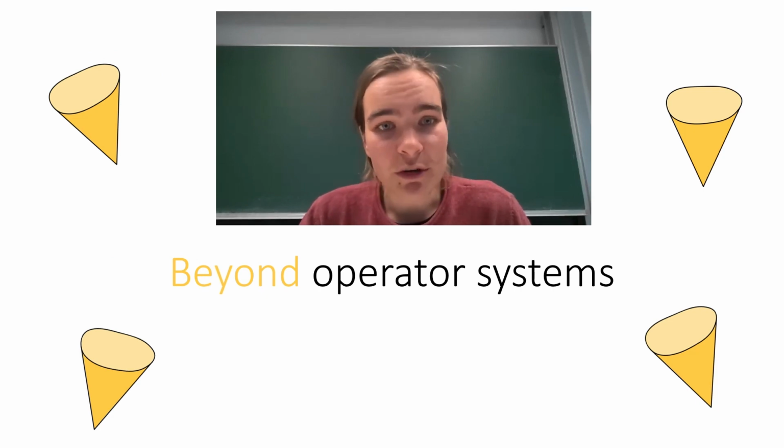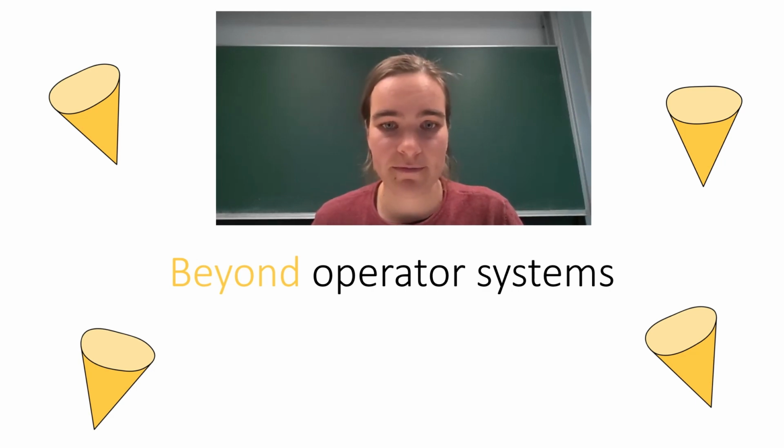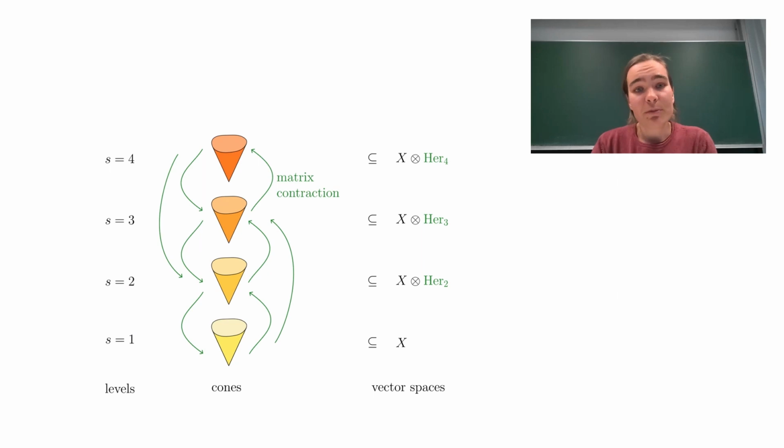But first, what are operator systems and why should we use them to solve these open problems on tensor products? An operator system on a real vector space X is an infinite family of convex cones. At every level S, there is a vector space X tensor the Hermitian matrices of size S, and we choose a full-dimensional convex cone inside all these spaces. These cones have to be compatible under certain relations, in this case matrix contractions. When contracting an element from the cone at level 3, for example, with rectangular 3x4 matrices, we should end up with an element of the cone at level 4.